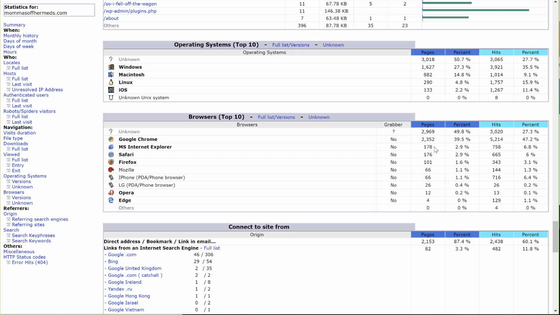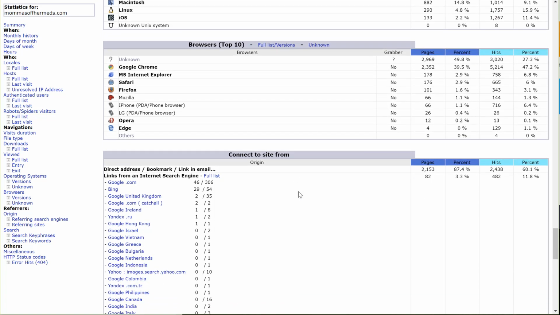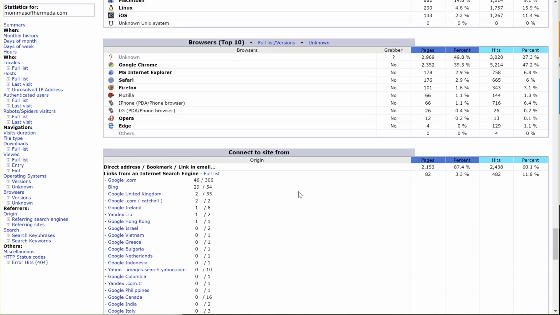Safari, and then Firefox, and the Mozilla, and then the iPhone, and then the LGs. So these are what people are looking. Now, why does this matter? It really doesn't, but you want to make sure that your site is viewable properly, especially for me in Chrome. Clearly, that's where the majority of my traffic is coming from.